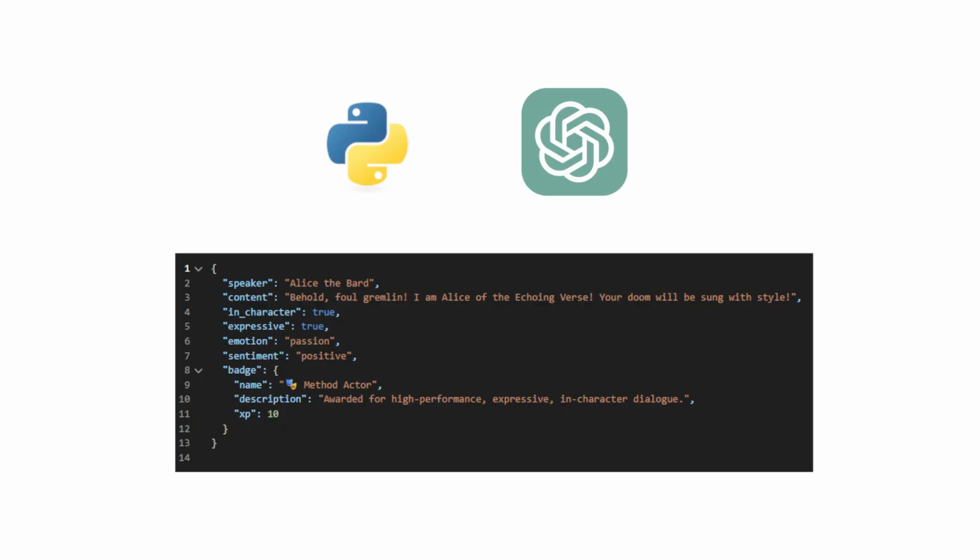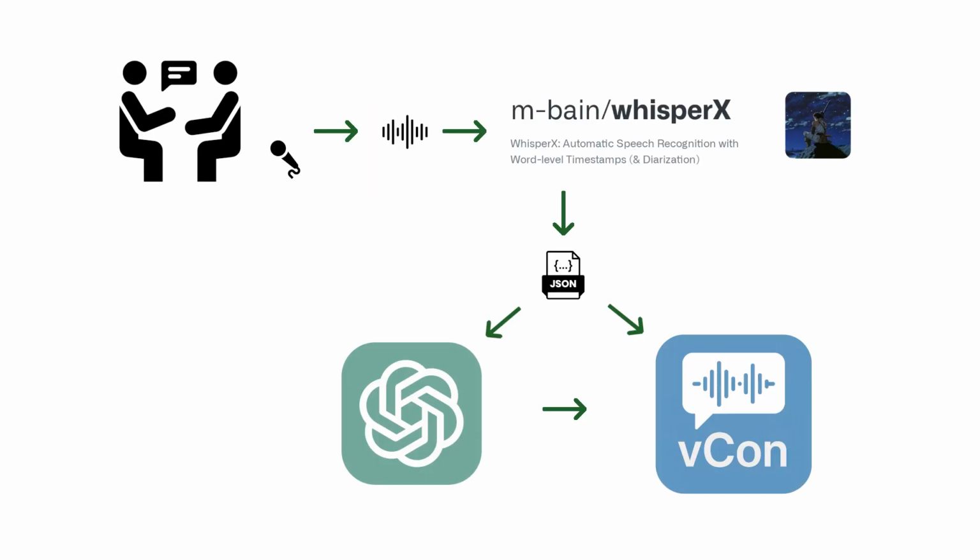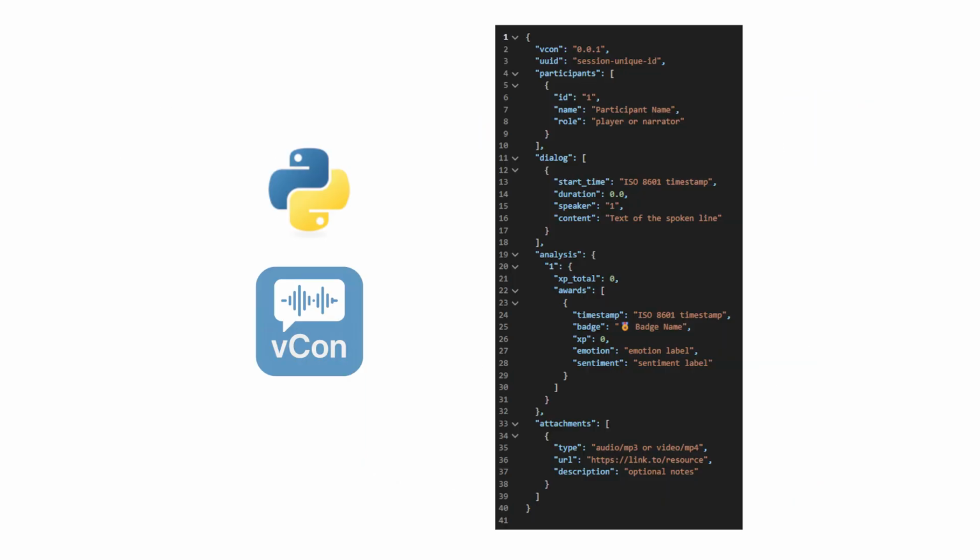After that, I compute all of the inputs, all the JSONs that are extracted, into a main vCon file. And in this vCon file, you can see here the structure, but the main nodes are the participants, the dialogue that happened during the session, the analysis. The analysis is only taken into account if there was specific emphasis or if there were benefits gained by the players, and then the attachment.